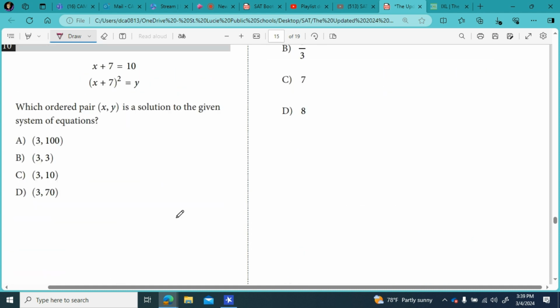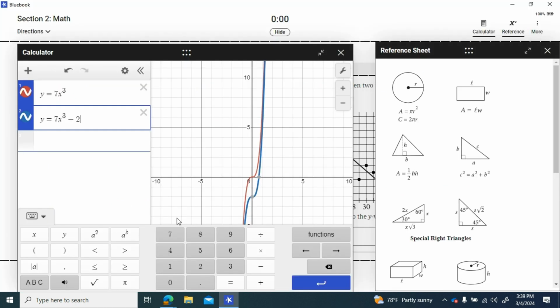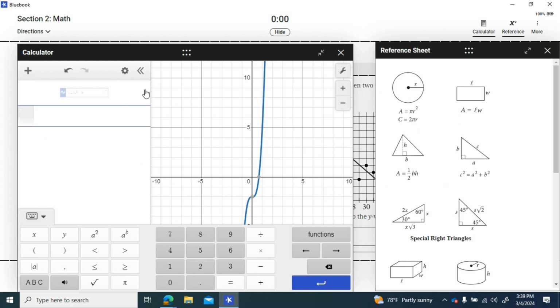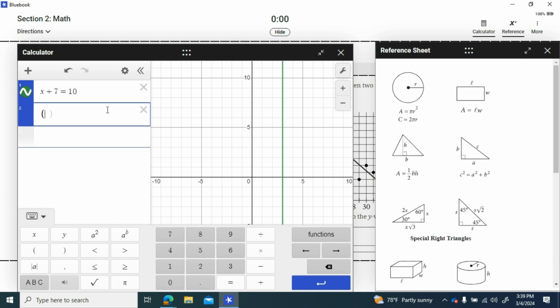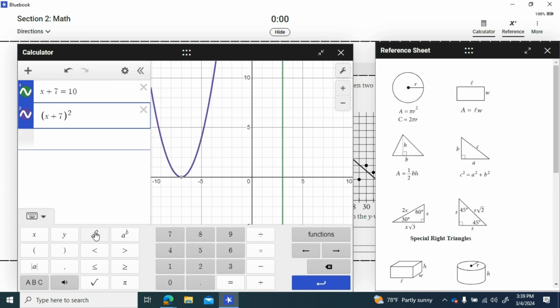And then moving on to number 10. Which ordered pair x, y is a solution to the given system of equations? So I'm going to take that. And the first equation said x plus 7 equals 10. The second equation said x plus 7 squared equals y.